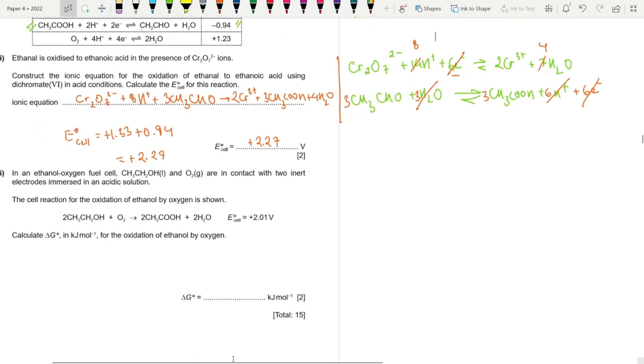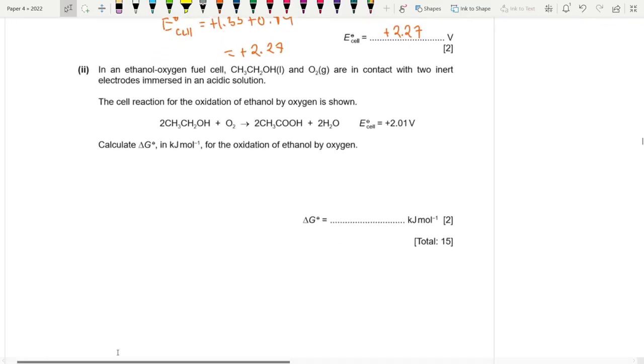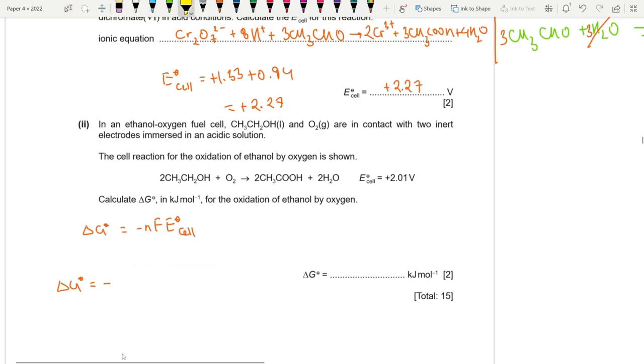Okay, moving on. This is the new addition to the syllabus actually, which has been added in 2022. This is the new relationship between del G and E cell. So the new equation is del G is equal to minus nFE cell. Okay, is that clear? So del G is equal to minus, we have to see the number of electrons transferred in this particular equation. So ethanol has been oxidized to ethanoic acid, and we have 2 moles of ethanol.